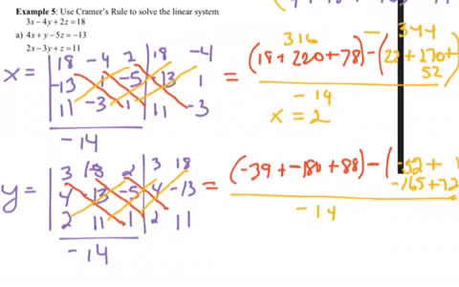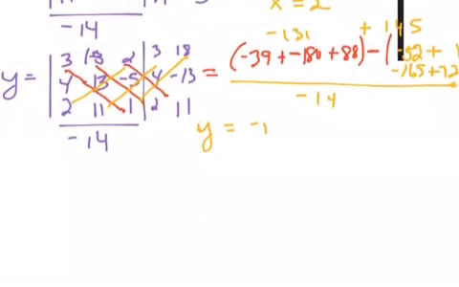All right, so negative 39 plus negative 180 plus 88 is negative 131. And then negative 52 plus negative 165 plus 72 is negative 145. So that's going to become plus 145. So I've got negative 131 plus 145 is 14, divided by negative 14 is negative, oops, that should be a y, not a z, is negative 1. One last time.